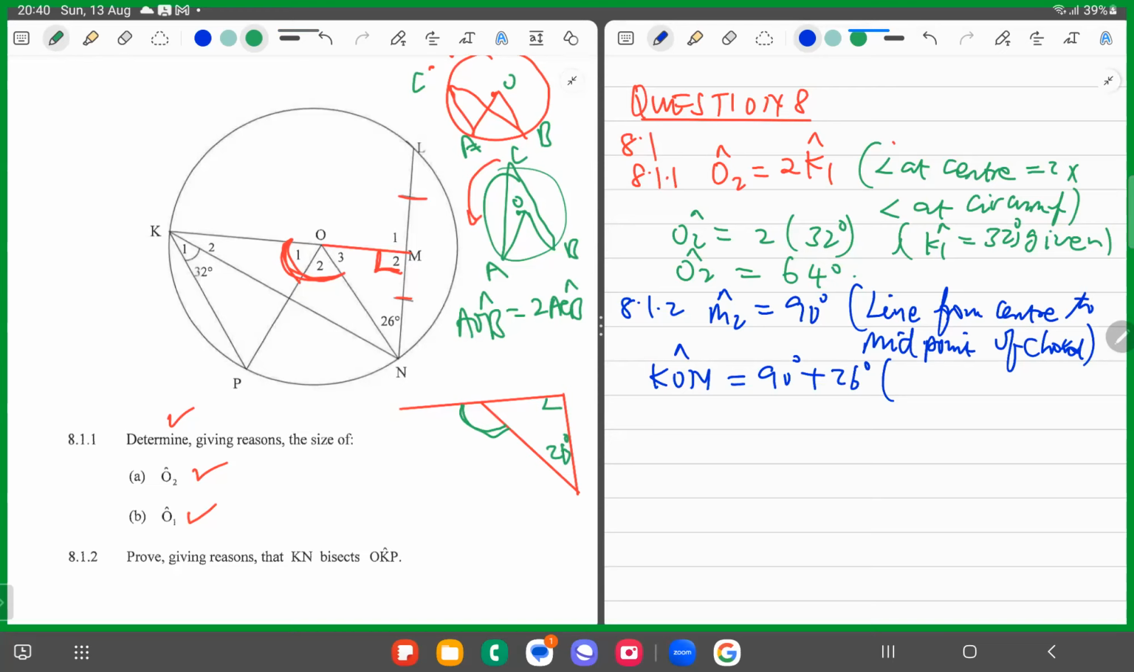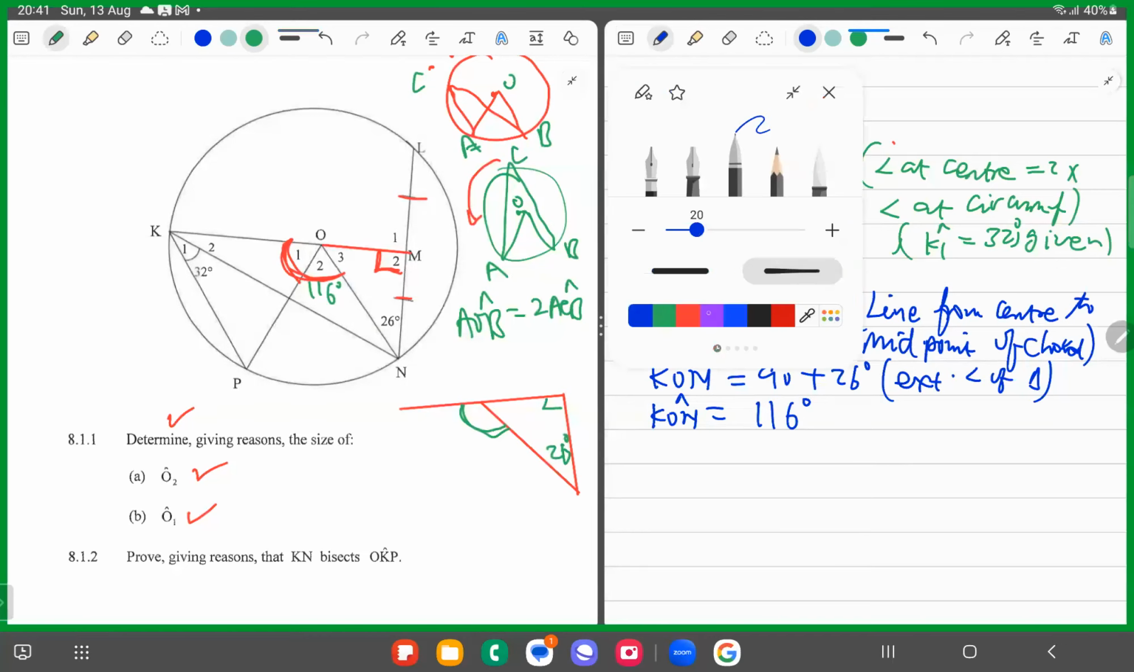And now, why is this? Because the exterior angle of a triangle, we already know that it is equal to the sum of the interior opposite angles. And therefore KON, add these two, is 116 degrees. If this angle is 116 degrees, what is angle O1?